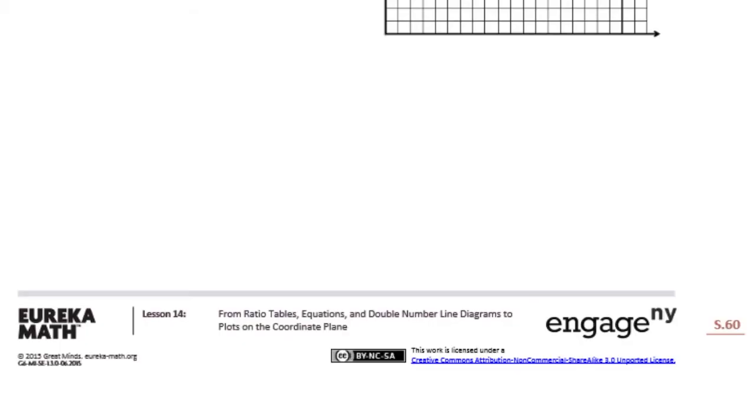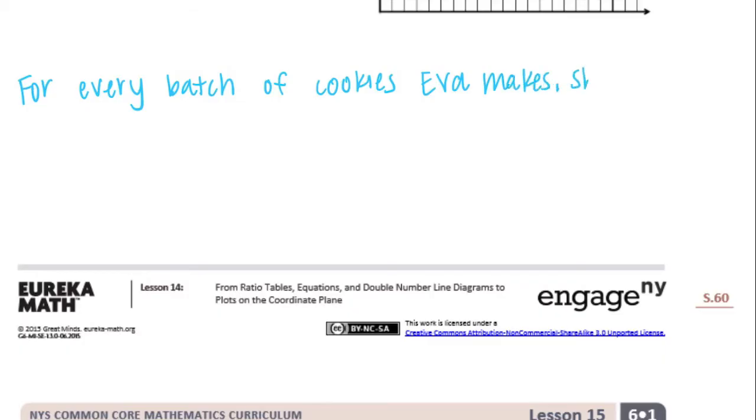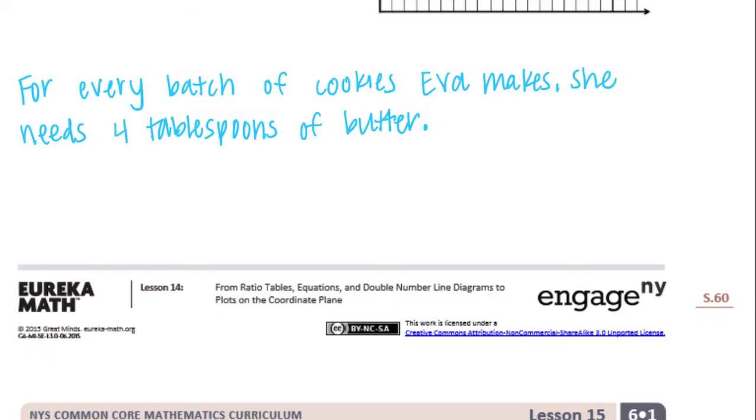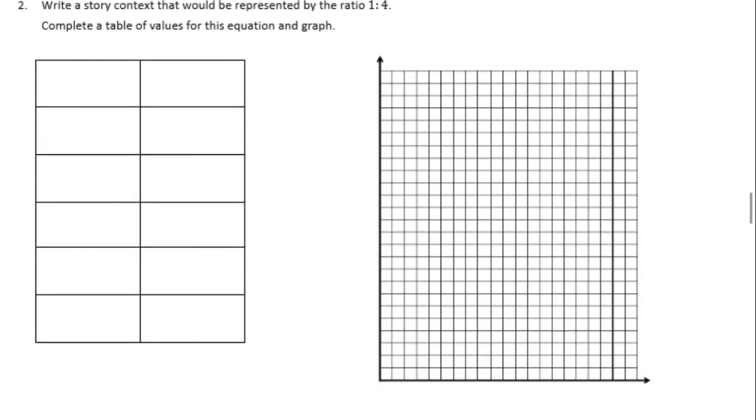So let's say for every batch of cookies Eva makes, she needs 4 tablespoons of butter. So that would be a ratio of 1 to 4. 1 batch of cookies, 4 tablespoons of butter.